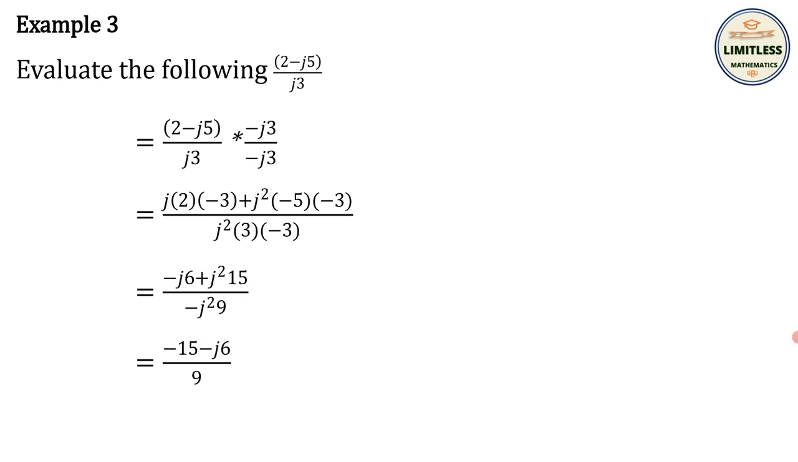You notice that 3 can go into 15, 3 can go into 6, and 3 can go into 9. So 3 into 15 is negative 5, then 3 into 6 is negative 2, so that becomes negative j2. Then 3 into 9 is 1. At this point, we have found the simplest form, the algebraic form of this complex number. This is how you deal with this case of a question.